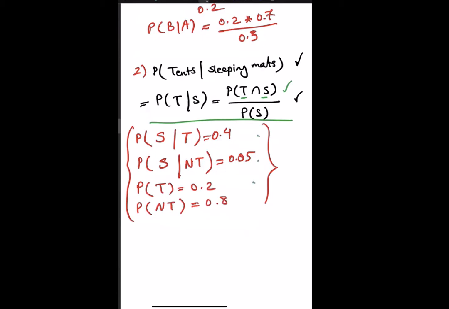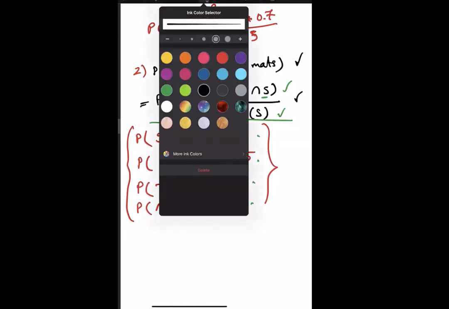These are the 4 elements that have been given to me in the problem statement. Do I have probability of tent and sleeping mat? No. Denominator: I need the probability that an order has a sleeping mat. Do I have that? No. So I don't have the numerator, I don't have the denominator. Okay, now let's see how we can do this calculation.